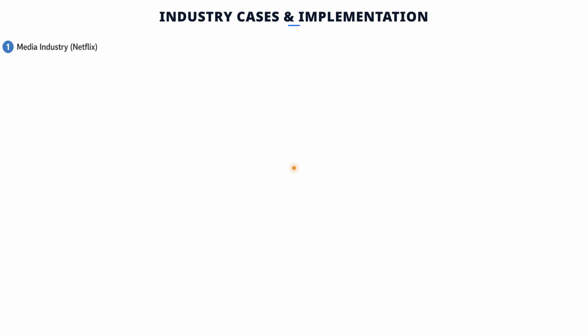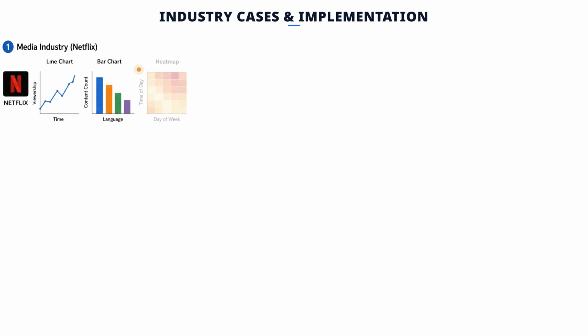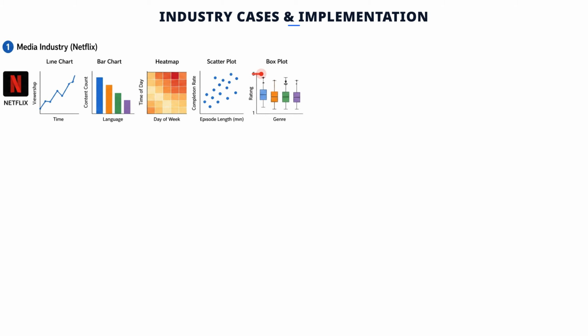In the media industry, companies like Netflix use these tools to drive strategy. They use line charts to track viewership growth, bar charts to compare content by language, heat maps to identify peak engagement times, scatter plots to see if episode length influences completion rates, and box plots to see rating distributions across genres. Similarly, in banking, as seen in the ICICI Bank case study, visualization helps monitor loan health.